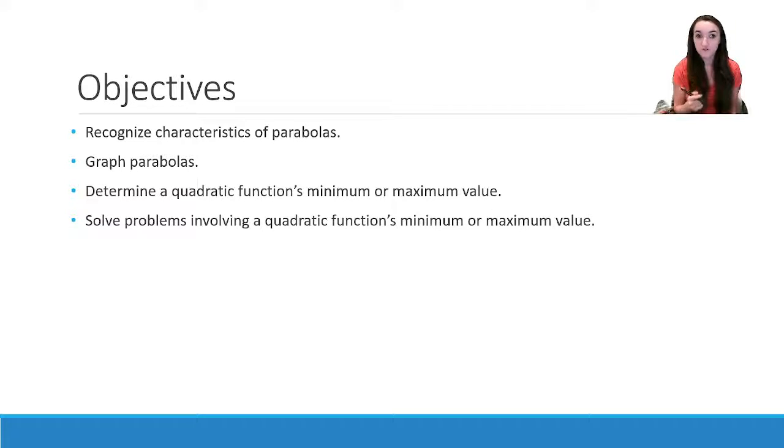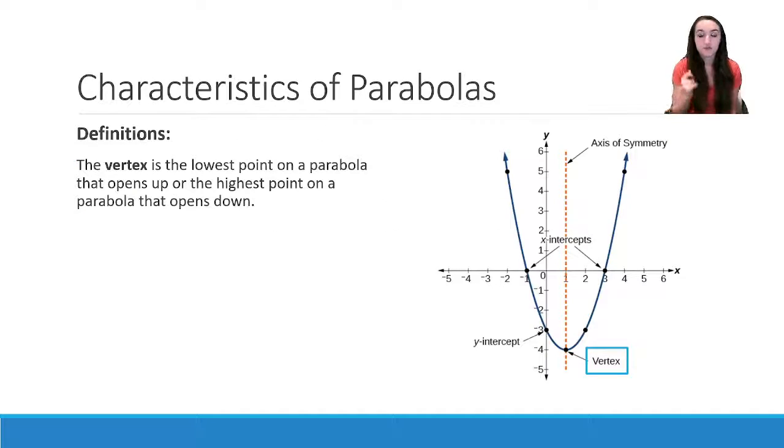We're going to start off with recognizing the characteristics of a parabola, which is the shape that a quadratic function makes. We'll look at how to graph parabolas and then how to find their minimums and maximums and apply those to various problems. So to begin, the characteristics of a parabola.